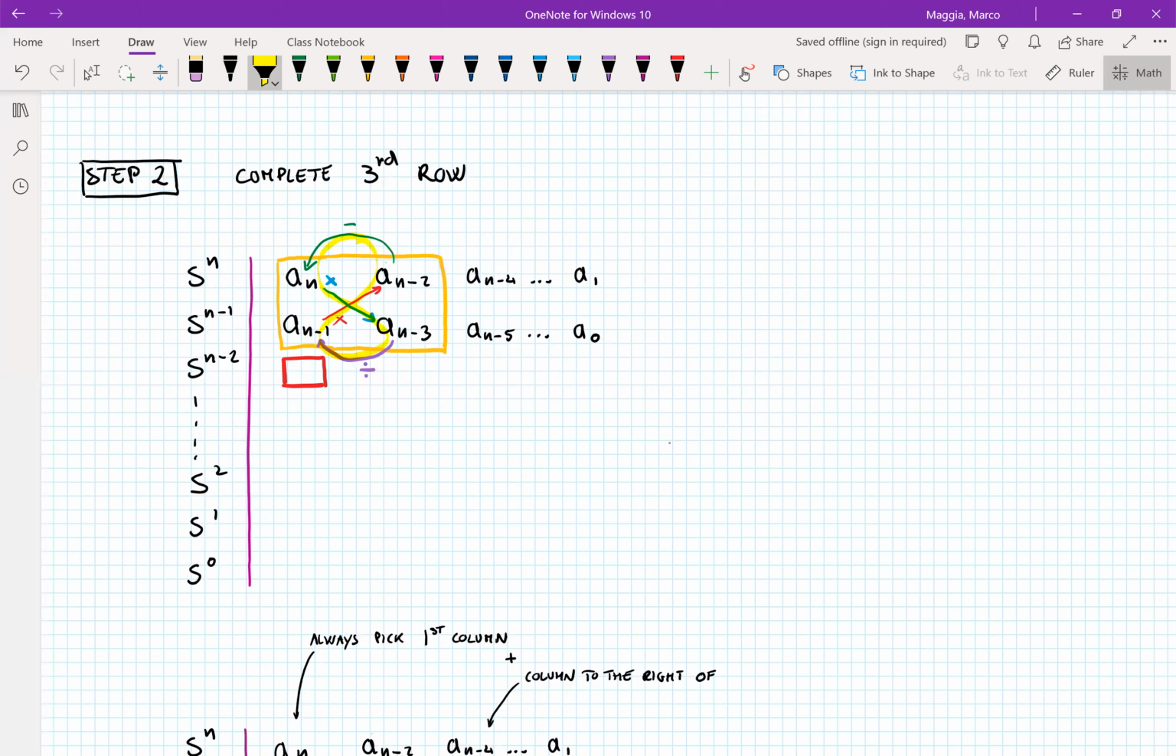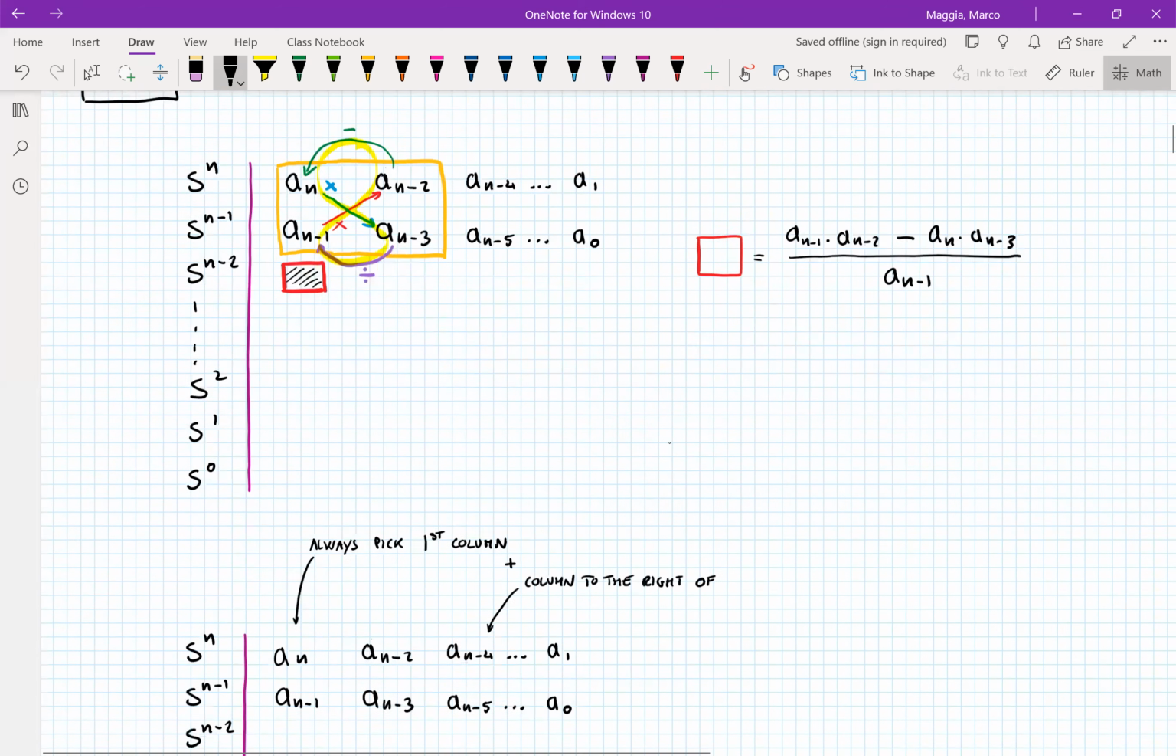So let's write it down in the proper formula. But again, if you remember the figure 8, it's going to be easier. So we start with a_{n-1} times a_{n-2} minus a_n times a_{n-3}, everything divided by a_{n-1}. And so we've found the value for this term here in the first column. All right, now let's move on.